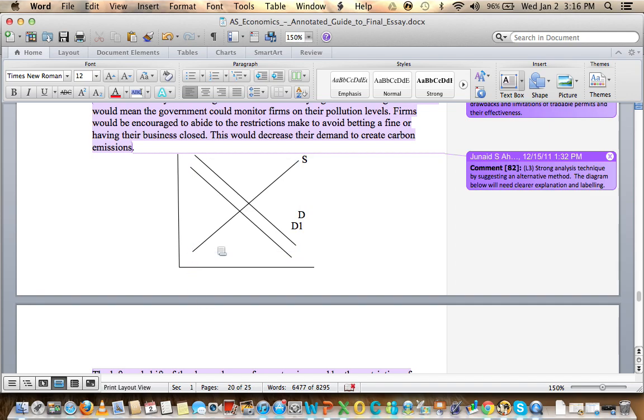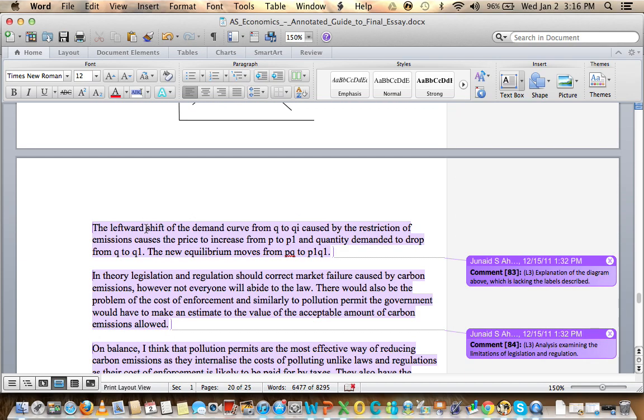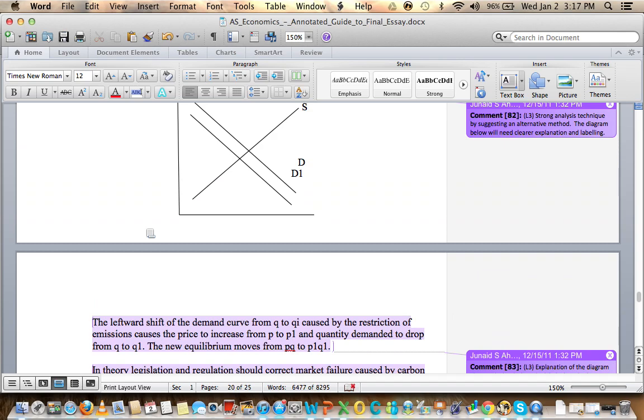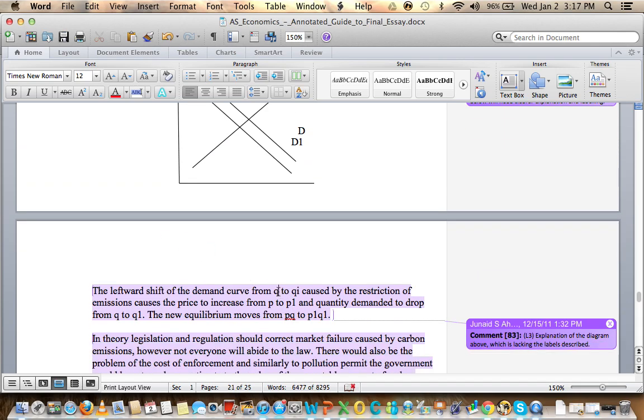Okay, we have a supply and demand diagram. Let's see what the explanation is. Again, missing labels for price, quantity, equilibrium price, new equilibrium price. The leftward shift of demand curve from Q to Q1 caused by the restriction of emissions causes the new price to increase from P to P1. Now, the leftward shift of demand curve should occur from D to D1, not Q to Q1. The leftward shift of the demand curve caused by the restriction of emissions causes a price to increase from P to P1 and quantity demanded to drop from Q to Q1. The new equilibrium moves from PQ to P1 Q1.